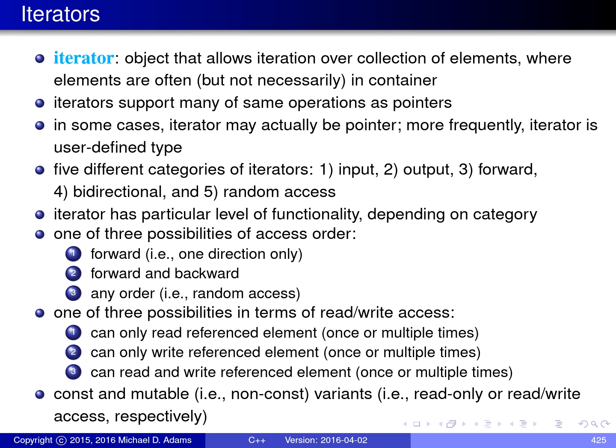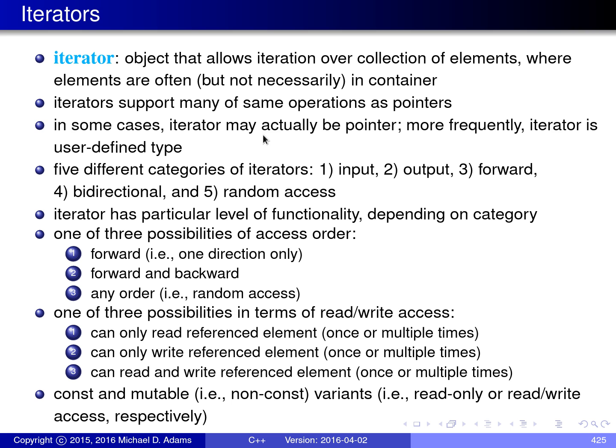At this point, I can now introduce the notion of an iterator. An iterator is simply an object that allows iteration over a collection of elements, where the elements are often, but not necessarily, stored in a container. Iterators support many of the same operations as pointers. In fact, a pointer is an example of an iterator. But more frequently, iterators tend to be user-defined types.